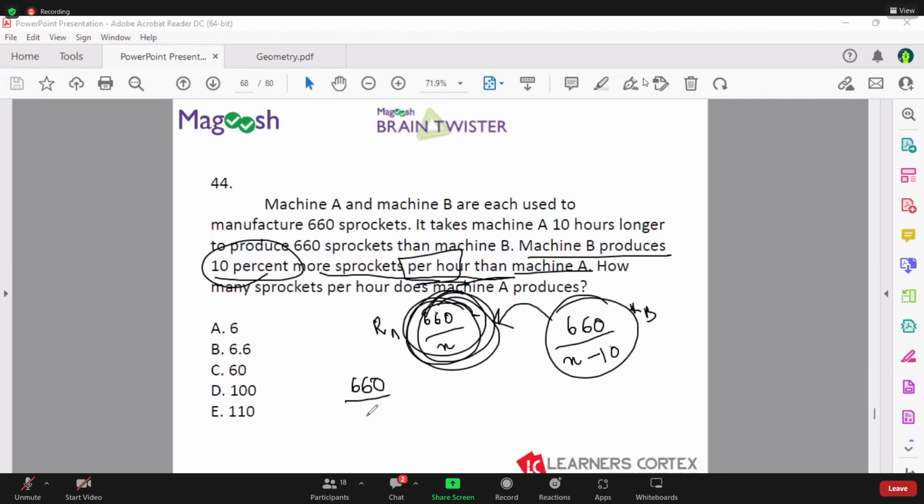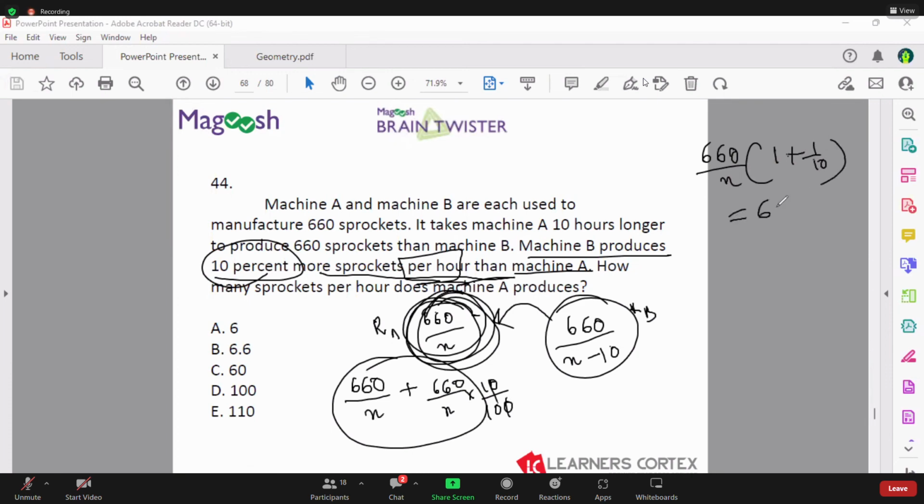So to take out 10% more of this, what we can do is add 10% of this. So 10% of this would be multiplying it by 10 over 100, or basically 1 over 10, right? So if you take out the common factor here, this becomes 660 over X multiplied by 1 plus 1 by 10, which is 660 over X multiplied by 11 over 10. Does that make sense now?